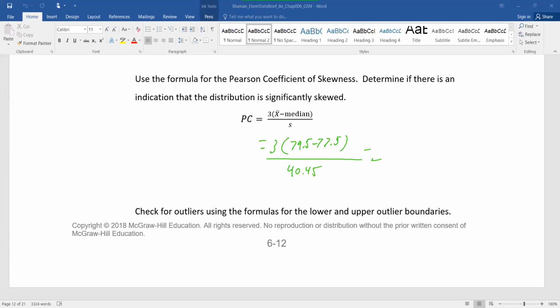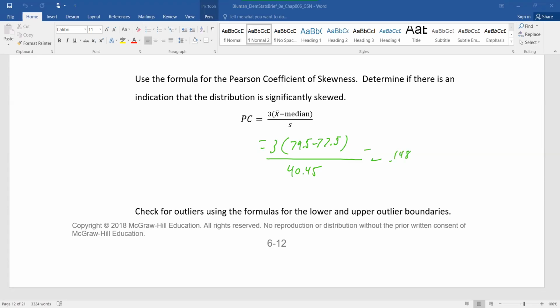And then divide that by 40.45. I can get 6. Oh, well, you did the difference, and then you've got to times the 3. What'd you get? Yeah, 0.148. I'll stop there.